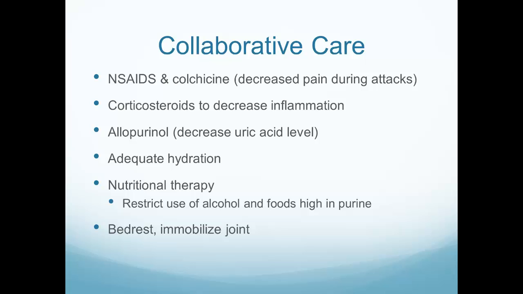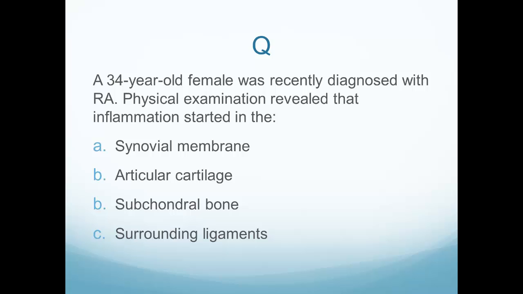Adequate hydration is important so that we're running that uric acid through the kidneys and hopefully not developing any crystallizations in the kidneys. We can restrict foods that are high in purine because the purine is going to cause the uric acid to crystallize. It's going to be one of the components in the crystallization process. It's also said bed rest and immobilize the joint. That may not be necessary in most patients.